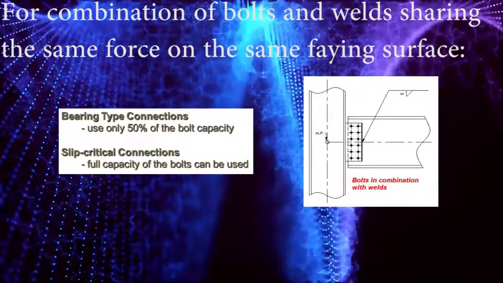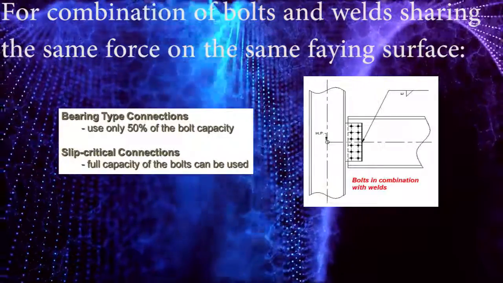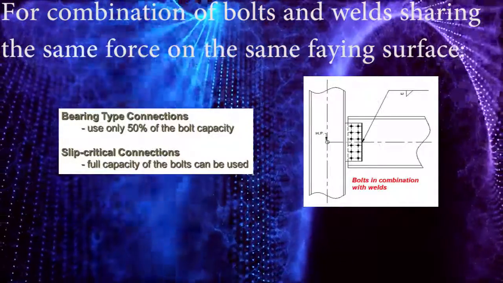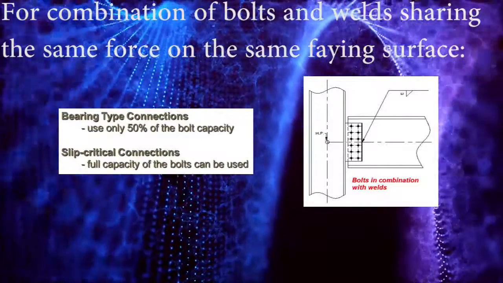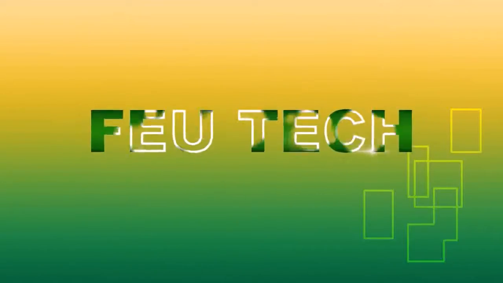Bearing type connections use only 50% of the bolt capacity. In slip critical connections, the full capacity of the bolts can be used. And that's the end of Module 8.